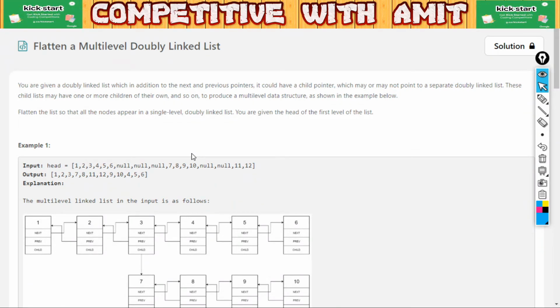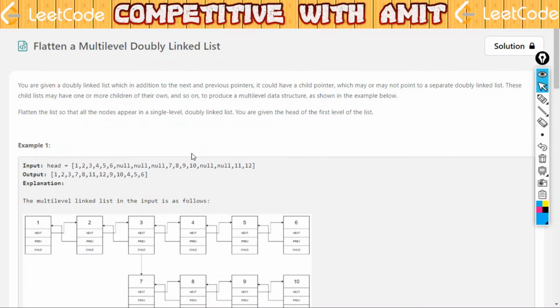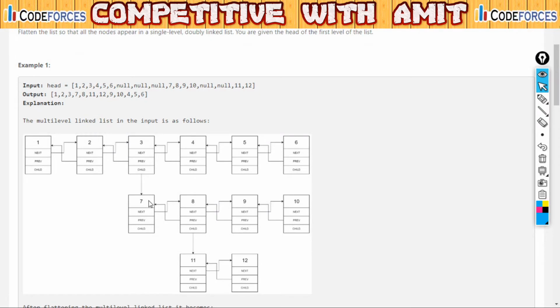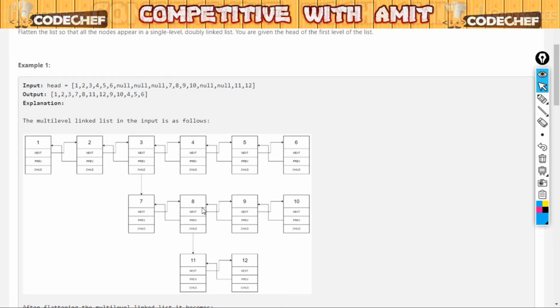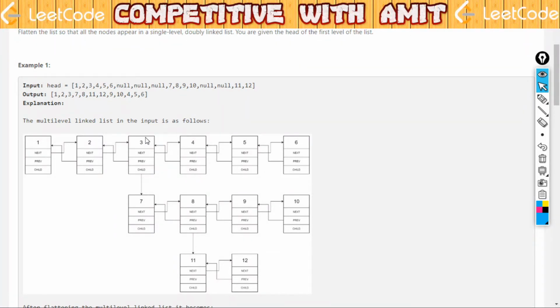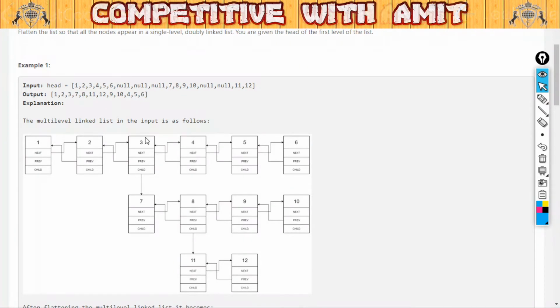If it is storing some value or some address, then that child must contain one more linked list. The child linked list will also have the same properties. Now we have to flatten this, which means we have to combine these.